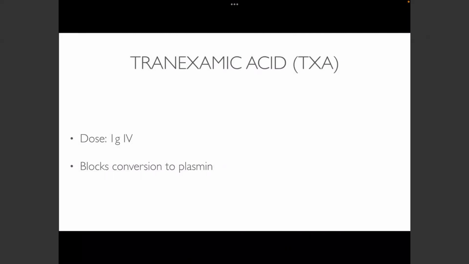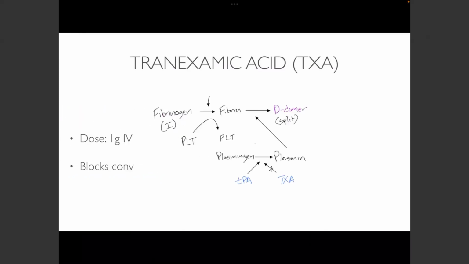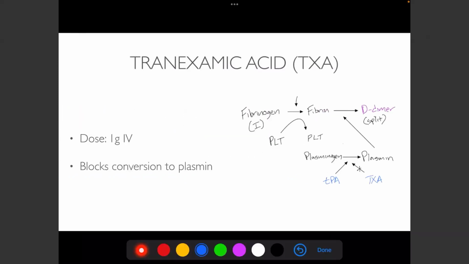It's not as important. And then TXA, for the non-EM people, just to refresh, it's 1 gram IV, and that essentially just blocks that conversion of plasminogen to plasmin. So just think of it as the opposite of TPA. So you don't have as much breakdown. So if you have too much fibrinolysis, the answer is you just give the TXA and you block the breakdown of that clot. Everybody with me so far?